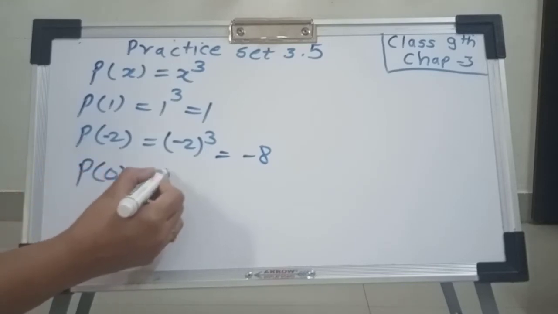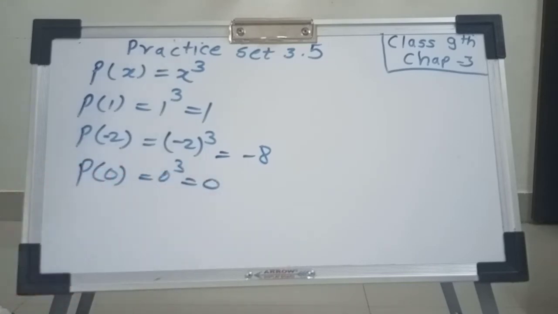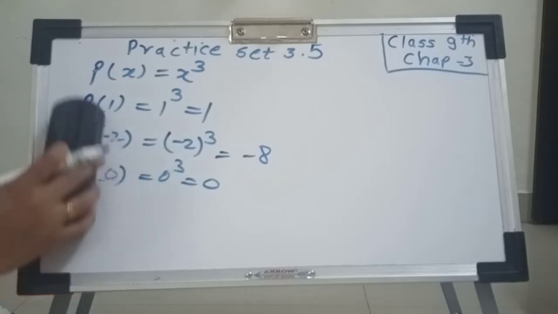P of 0 is 0 cube. 0 cube is 0. Okay. This is the value of p of 1, p of minus 2 and p of 0. Question number 2.